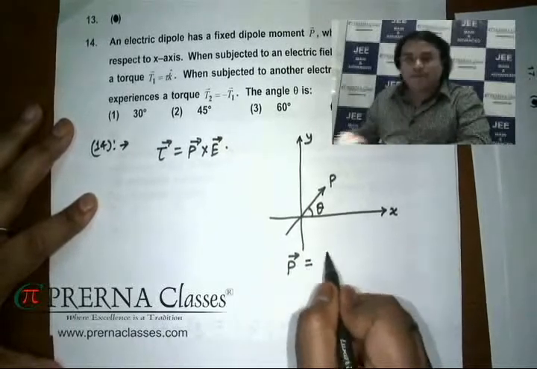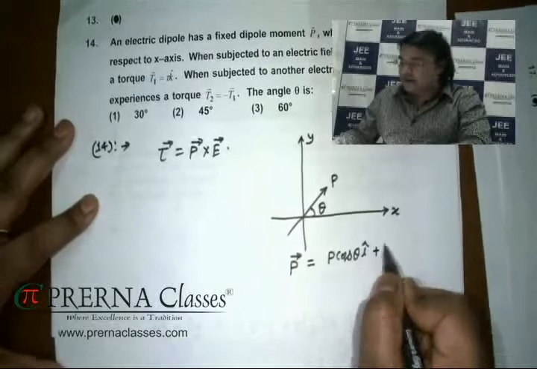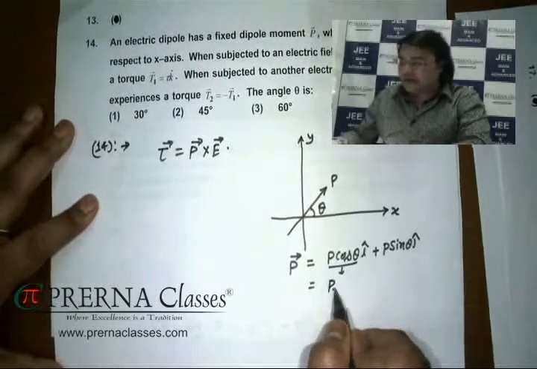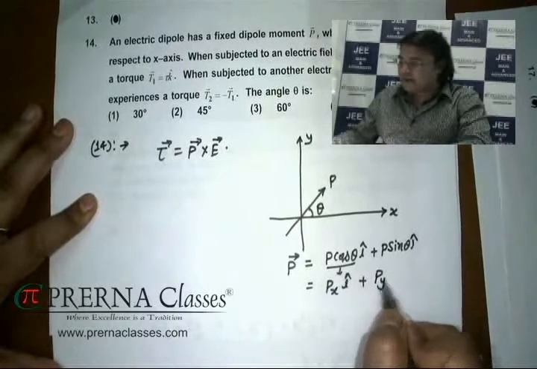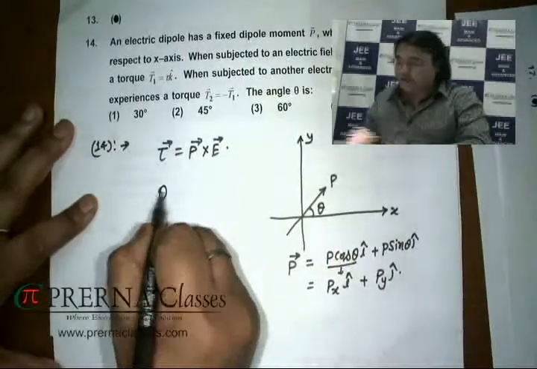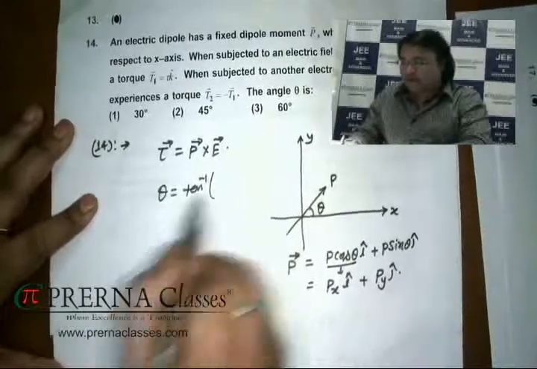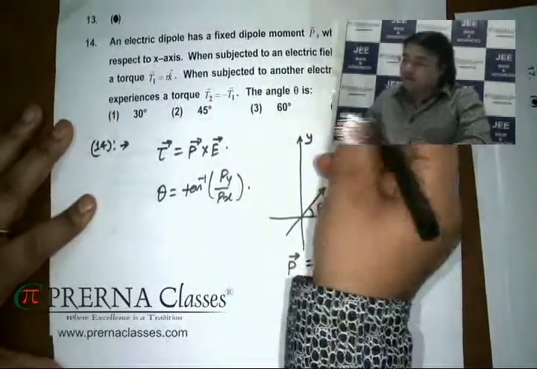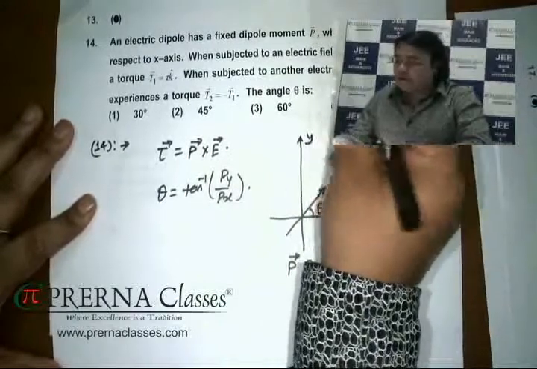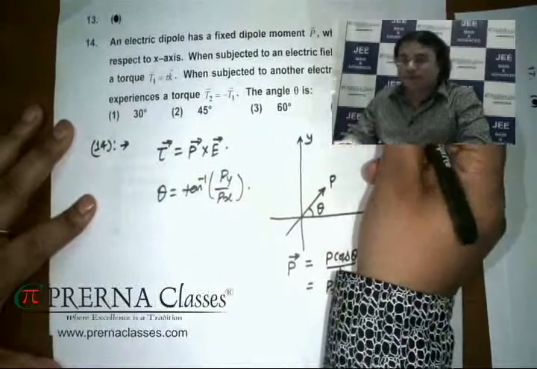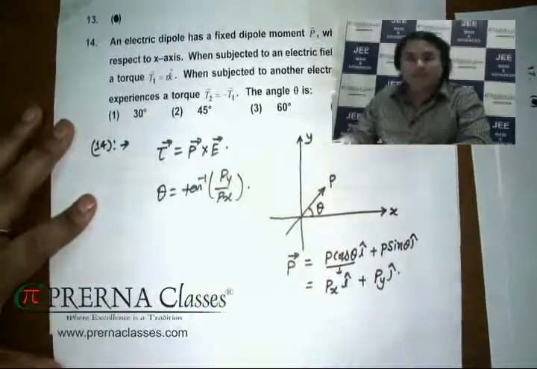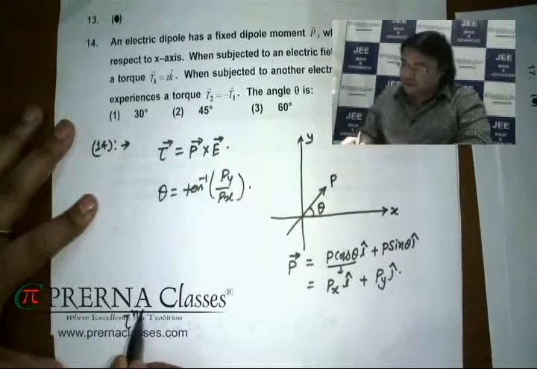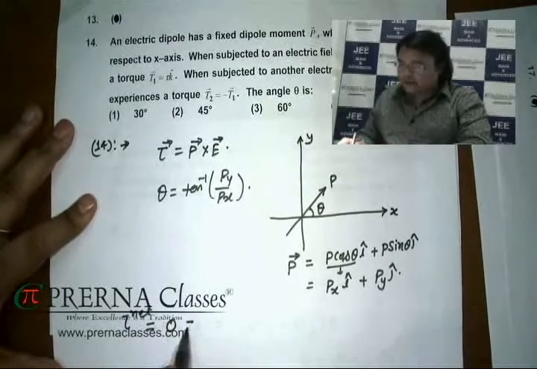So in vector form, that dipole is written as p cos theta i cap plus p sin theta j cap. Clear? Or you may write it as px i cap plus py j cap. Basically you have to find out theta. So theta here is tan inverse of how much? It will be py by px. Clear? Now we have two values of electric field. If electric field E1 is used, then torque comes to tau, and if electric field E2 is used, then it comes negative of the initial value. So if we add up the two torques, then net torque will be 0.